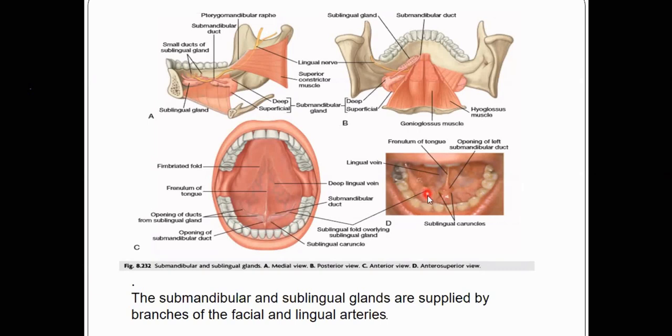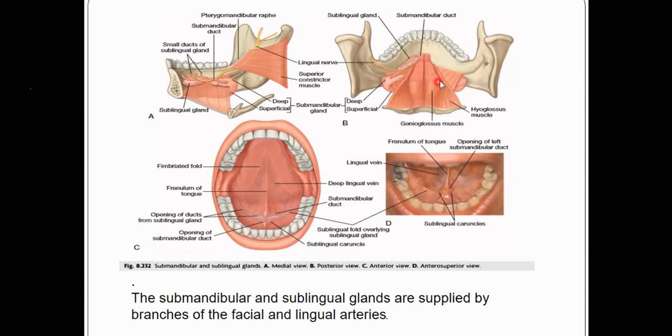Here you can see this is the sublingual fold overlying the sublingual gland, and these are the two caruncles, which open for the sublingual caruncle, open for the submandibular duct, and this is the frenulum. And here you can see the small sublingual veins, they are going to drain from here.